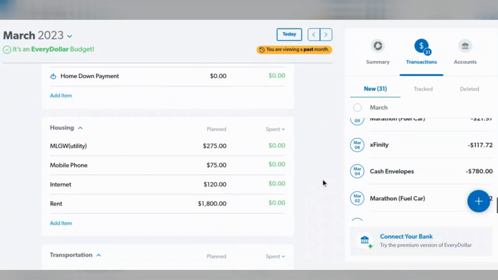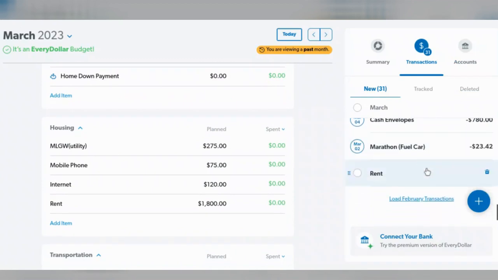Okay. Let's get down into my housing. My rent was $17.86, so you're going to see that go up. I signed a new lease.